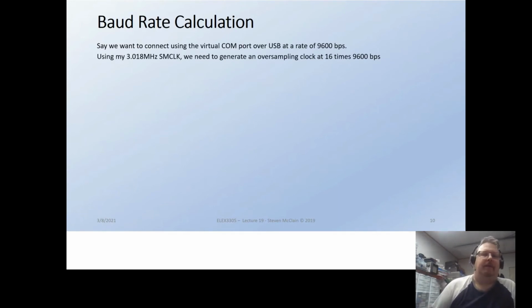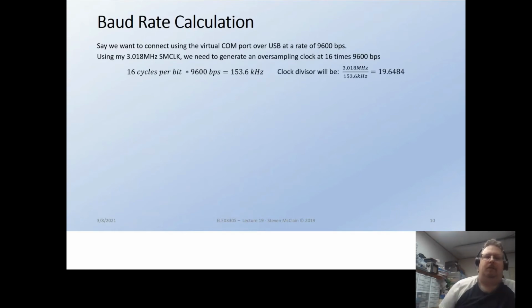Okay, so here we're going to do the calculations. We already know what our crystal frequency is for our system clock, and we want to get an oversampling clock at 16 times 9600. So 16 cycles per bit, 9600 bits per second. We're talking 153.6 kilohertz. So we're going to take our 318 megahertz and divide it by 153.6 kilohertz, and we're going to get this fancy number, 19.6484.